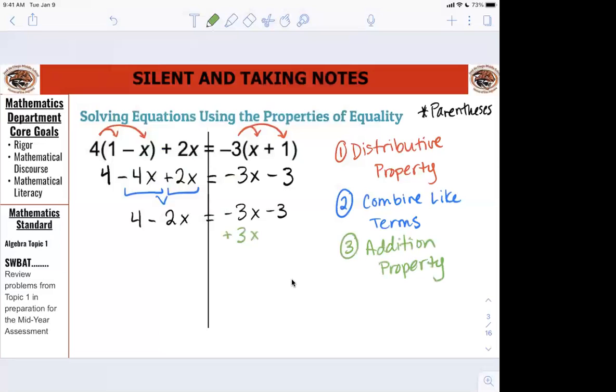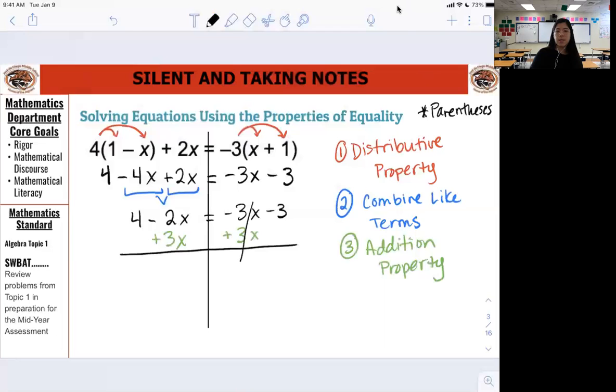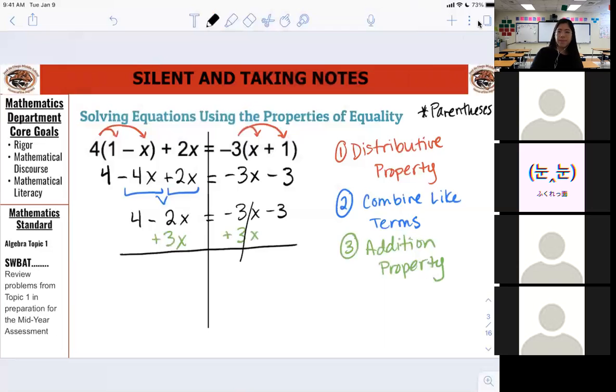Okay, now where do I add it? Under the negative 2. Good. Cool. All right. And now that I have to do a little bit of addition, what's negative 2 plus 3x? 1. That's it. So I get 4 plus, and since I have 1x, do I need to write that 1 down?